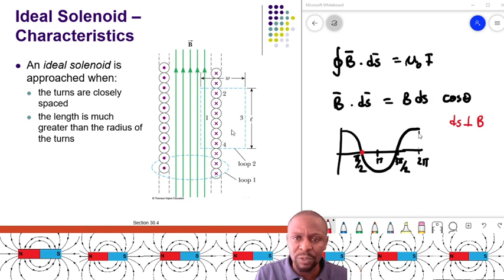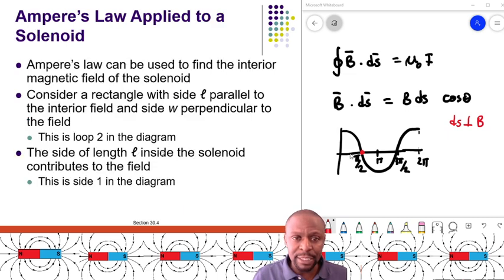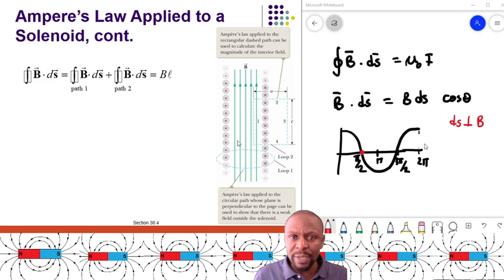Side three is not going to contribute to the magnetic field because it is outside, and because the B field is going to be perpendicular, and the cosine of a 90 degree angle is equal to zero. Now, this is Ampere's law and the magnetic field for path 1 and path 2. But what I want you to know is that for path 2, it's just going to be zero because that is perpendicular to the B field. ds or W is perpendicular to B. Therefore, the cosine of 90 degrees is just zero.